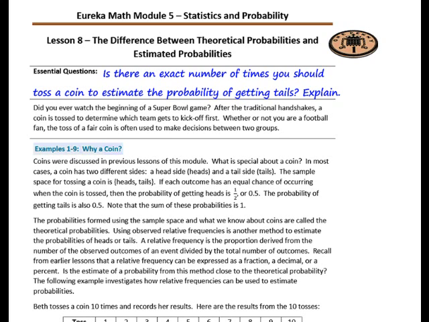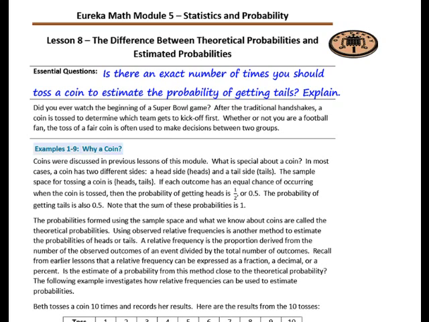Did you ever watch the beginning of a Super Bowl game? After the traditional handshakes, a coin is tossed to determine which team gets to kick off first. Whether or not you are a football fan, the toss of a fair coin is often used to make decisions between two groups. Examples 1 through 9.